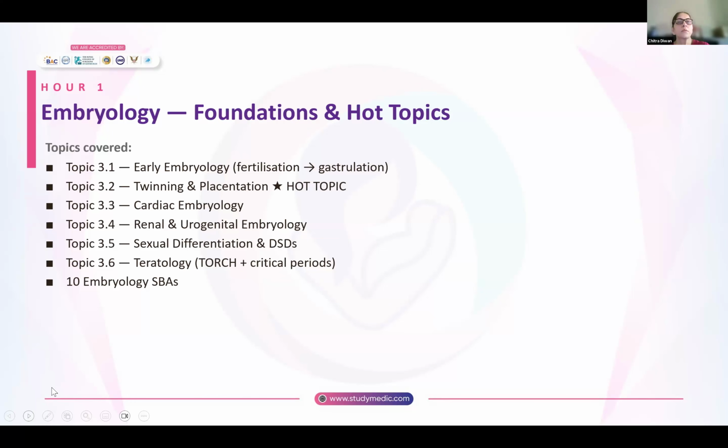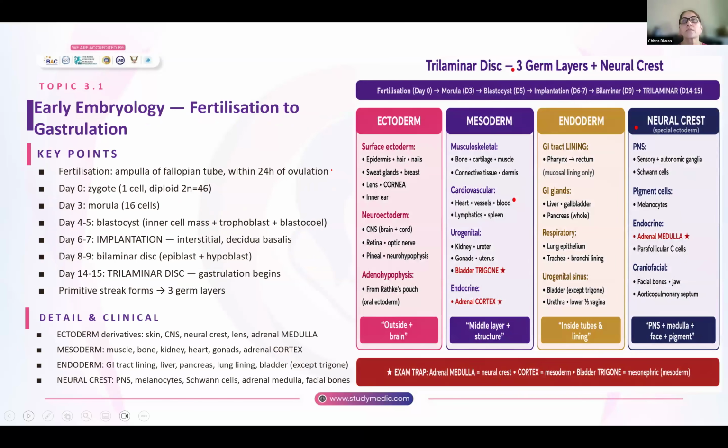Fertilization, we know, occurs in the ampulla of the fallopian tube within 24 hours of ovulation. This could come as an SBA. So the timeline in early development of the embryo is very important. First, when you get fertilization, you get the zygote, which is one cell, and it is diploid because you are getting 23 chromosomes from the sperm and 23 chromosomes from the ovum.